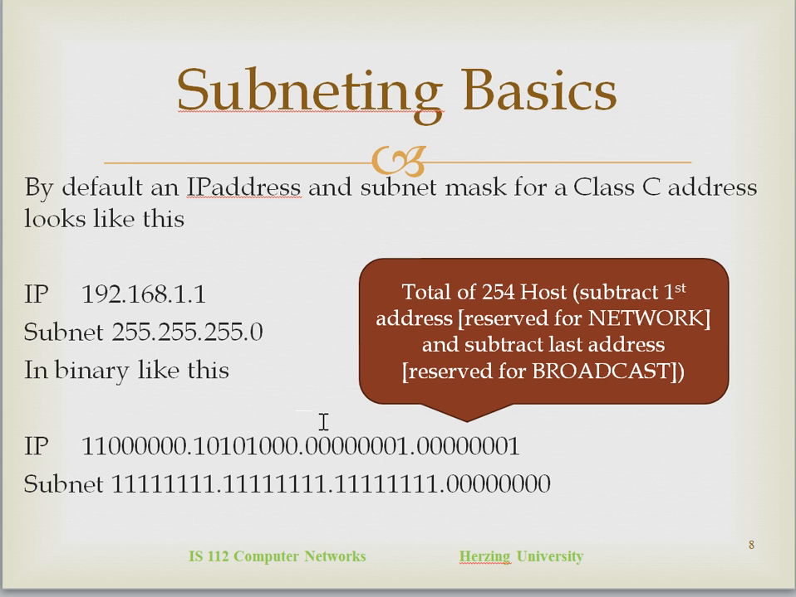The first address in the range will be for the network, 192.168.1.0, and the last address of the range will be the broadcast, 192.168.1.255. So you really have 254 available addresses for hosts in this one network. And again, I've highlighted this. 1 is reserved for the actual network, and 1 is reserved for the broadcast.